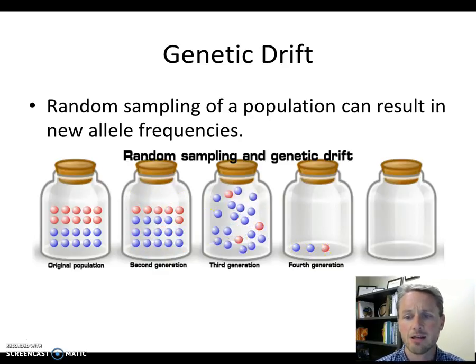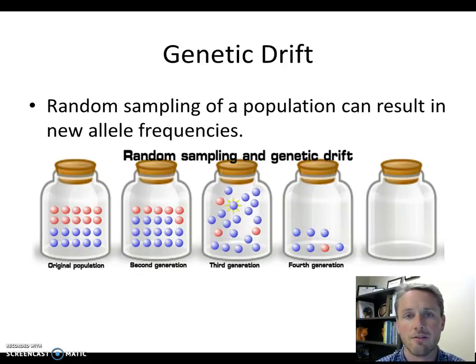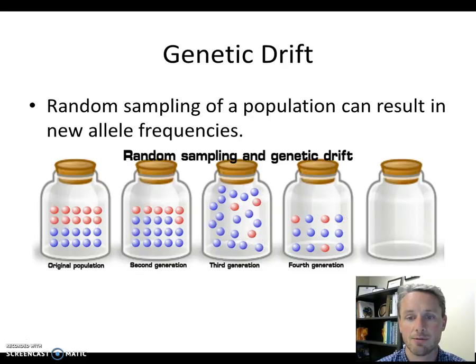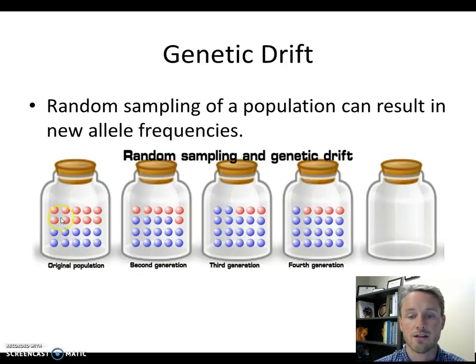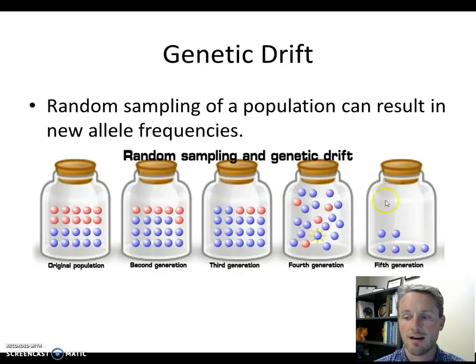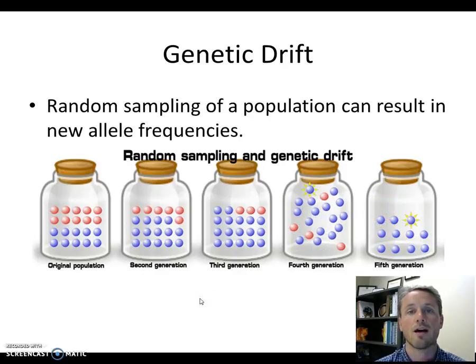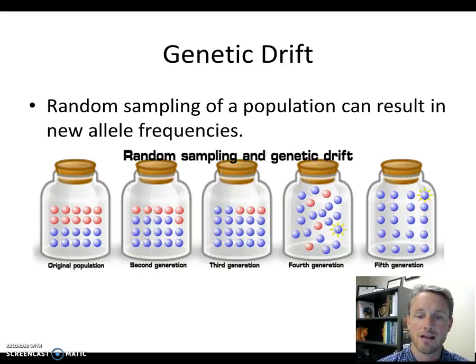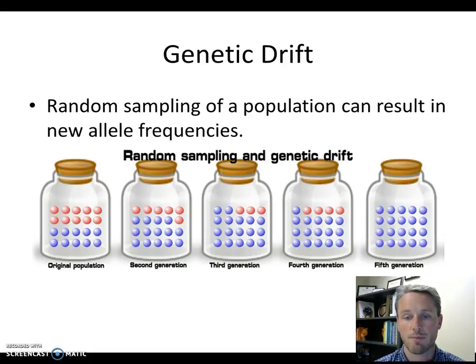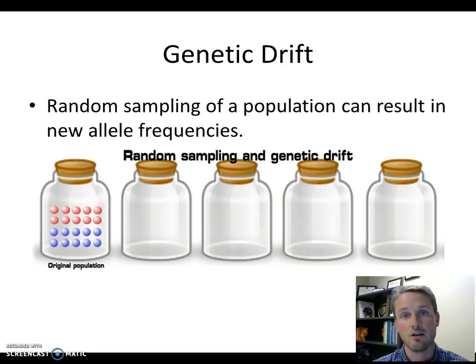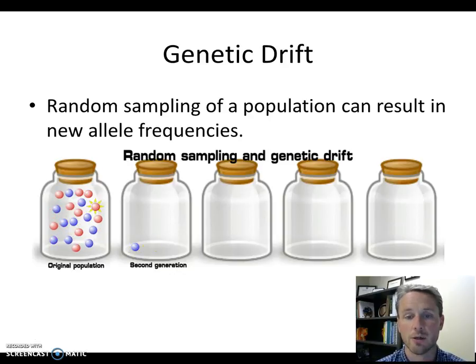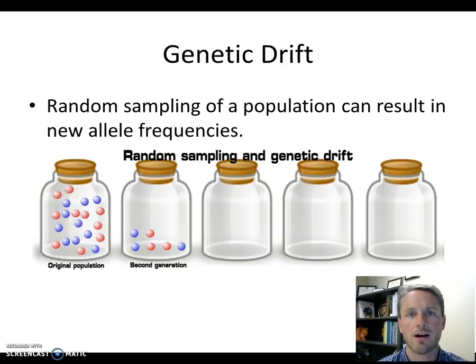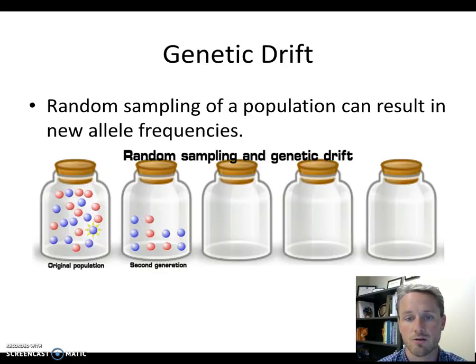So this image is showing us an animation of 5 successive random sampling events. And we're going from a population that's 50-50 for these two alleles. And just through successive random sampling events, we're actually going to end up with a population that has a 100% frequency of the blue allele. Okay, so random sampling, just grabbing a group of individuals from the population, can result in a new, different allele frequency. So we're going to actually think about a couple specific examples of genetic drift.